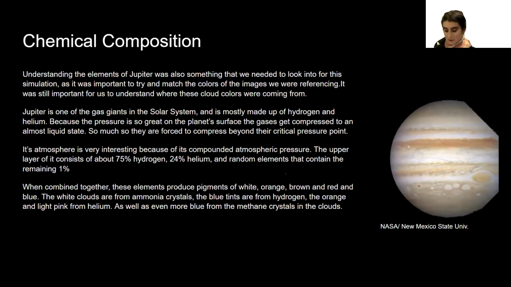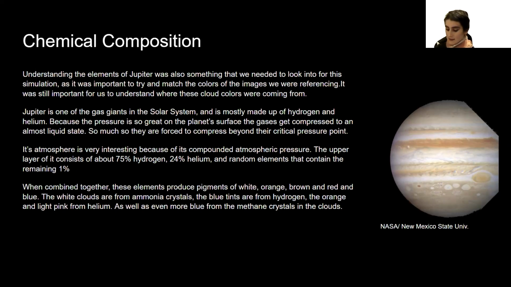Jupiter is a little bit different from Earth, as instead of a mostly oxygen-rich atmosphere, it contains other chemicals and compounds. Because the pressure is so great on the planet's surface, the gases get compressed to an almost liquid-like state, so much that they are forced to compress beyond their critical pressure point. Its atmosphere is very interesting because of its compounded atmospheric pressure.